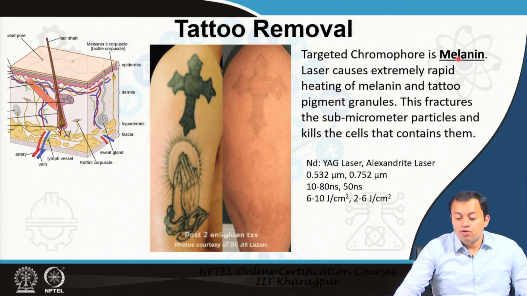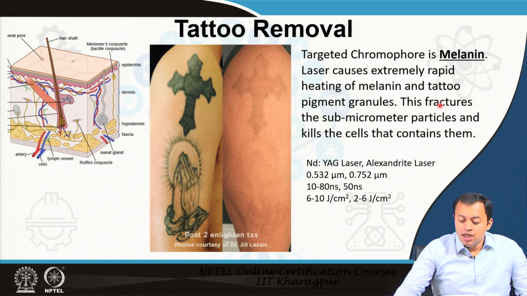We target the chromophore, that is melanin. Melanin, you know the pigmentation. The laser causes extremely rapid heating of melanin and tattoo pigment granules. So basically you heat the ink, so the ink dissolves or evaporates because of intense heat. These are inks basically. So, at a specific temperature, with extremely rapid heating, you can evaporate or melt it.